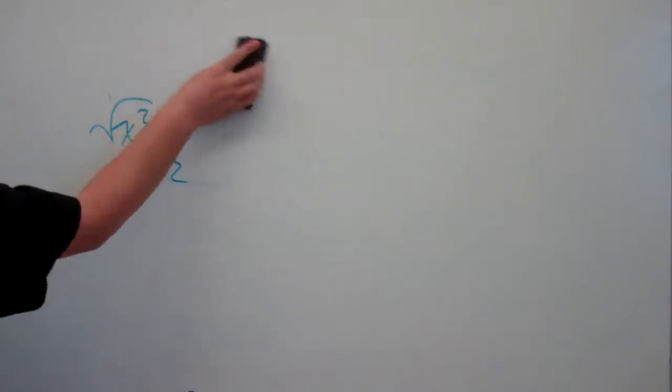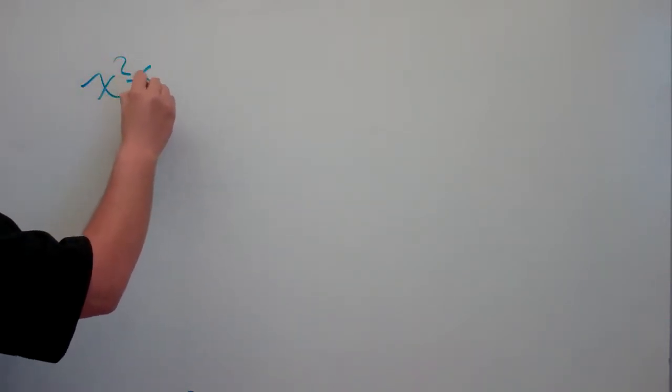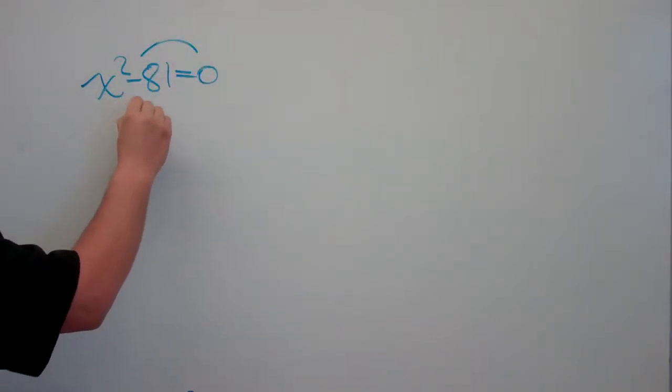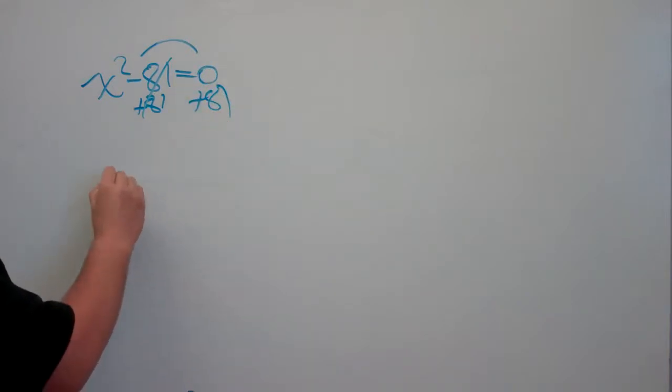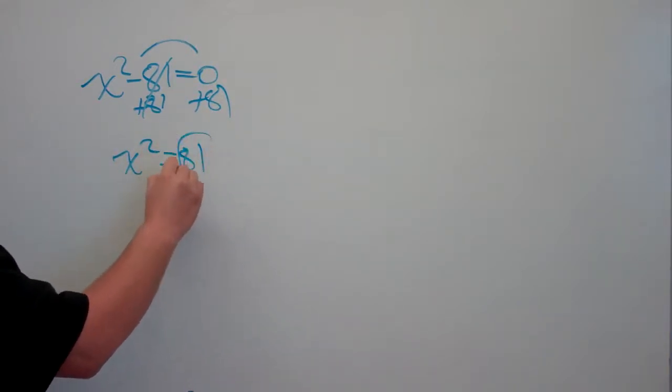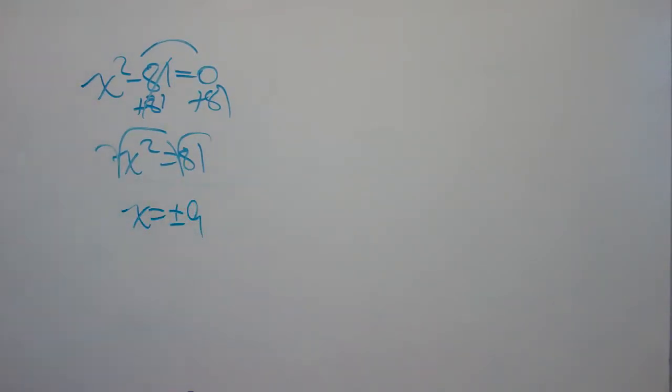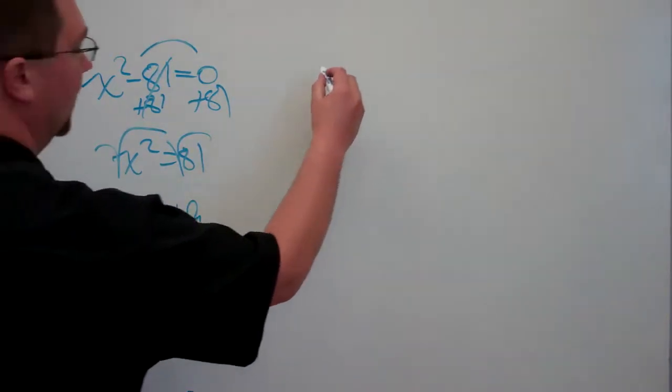Let's look at number 8. I believe we're going to do the same thing. Find the solutions. Solve the equation using square roots. All that means is this: x squared minus 81 equals 0. So, add the 81 to both sides. X squared equals 81. Take the square root, because we're solving using square roots. X equals positive or negative 9. Letter C. Don't forget on that one, you're going to have your positive and your negative because you're taking the square root.